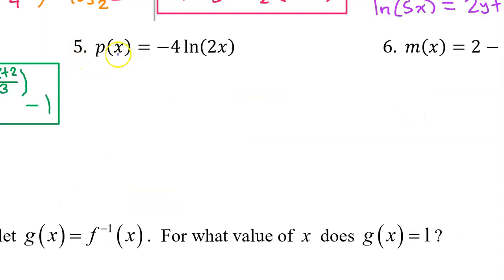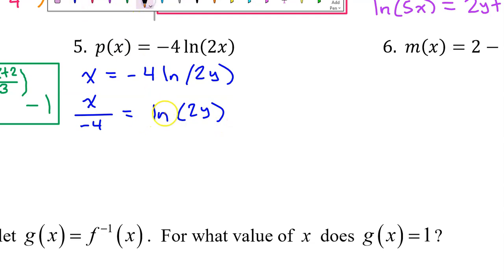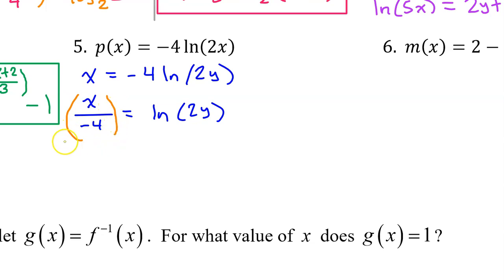Number 5, let's switch x and y. So we have x is equal to negative 4 natural log of 2y. Now we need to solve for y. So let's divide both sides by negative 4. So that will give us x over negative 4 is equal to the natural log of 2y.